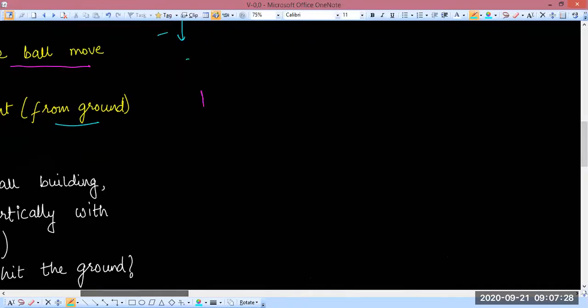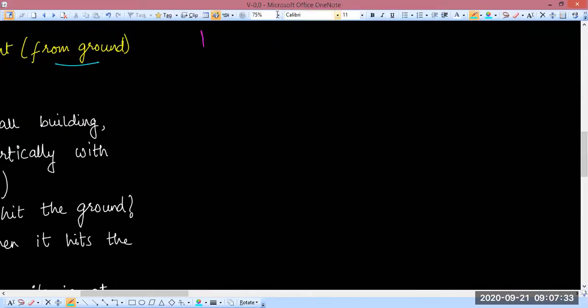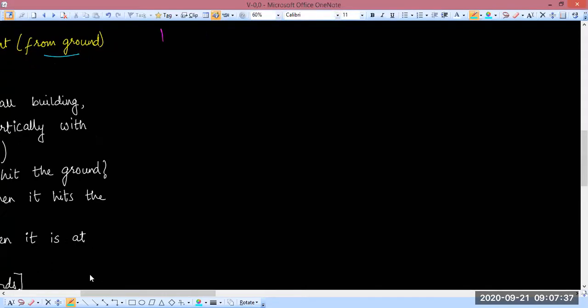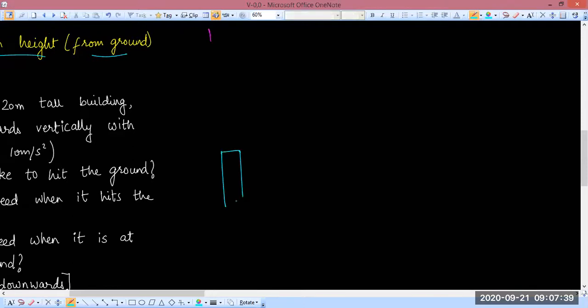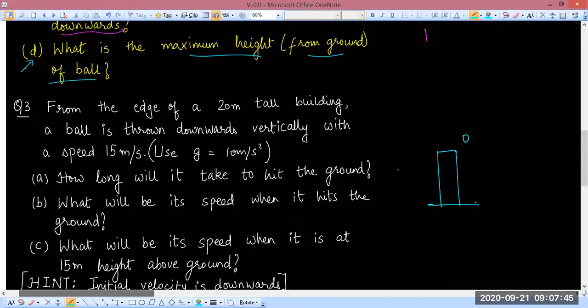Here, let's draw the diagram. Suppose here is a tower or building, and this is 20 meters high. Let's say this is point A. Again, we're taking the origin here, upwards positive and downwards negative.